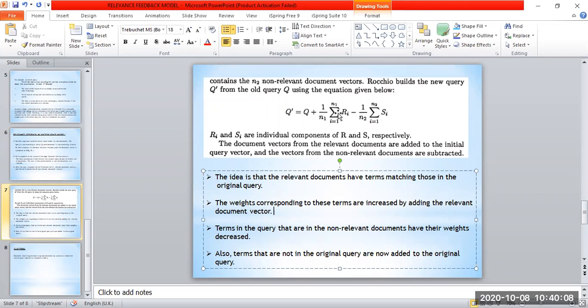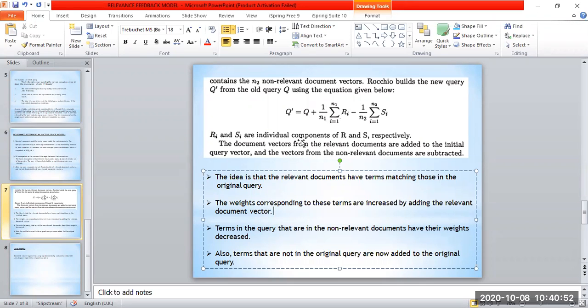So suppose I am looking for a query cat dog, so my query contains the terms cat and dog, and the relevant document also contains the terms cat and dog, a number of times. So what I will do is I will increase the weight of cat and dog, right? I will increase the importance or the influence of that term, right? So by adding that to the old query, that is what it is mentioning here. The weights corresponding to these terms are increased by adding the relevant document vector.